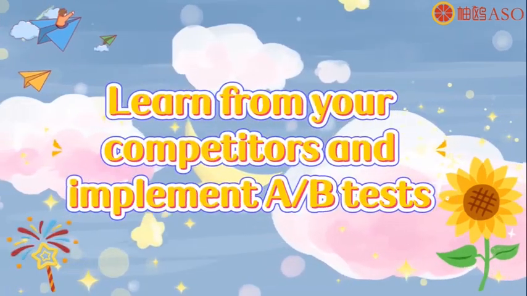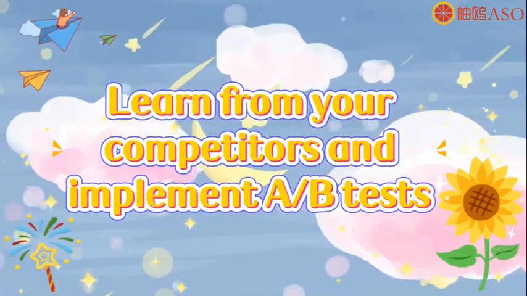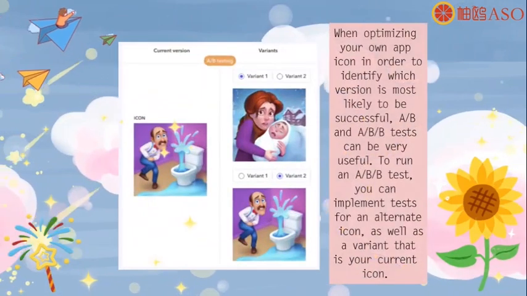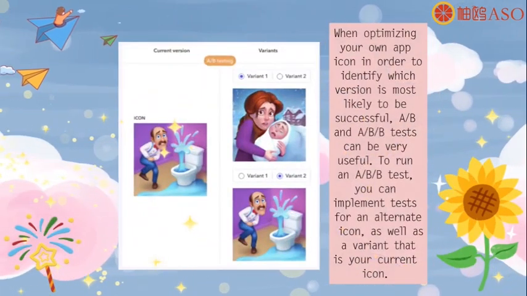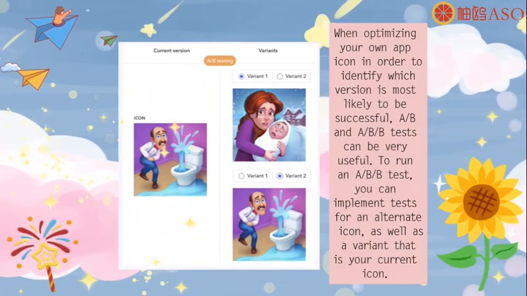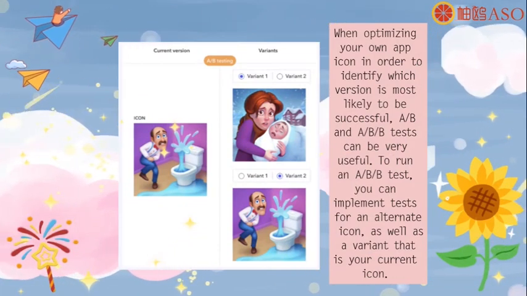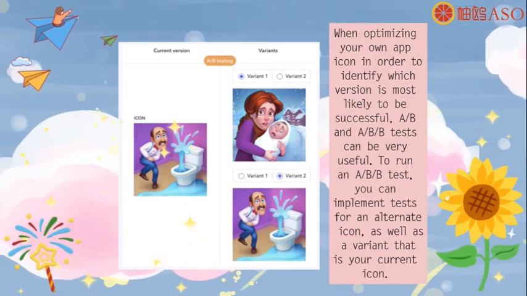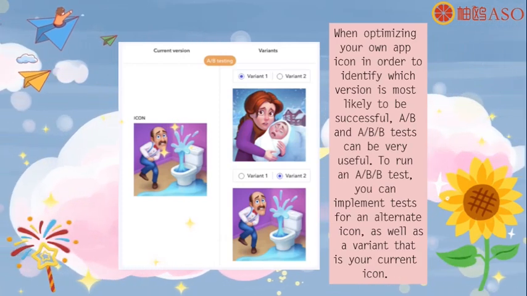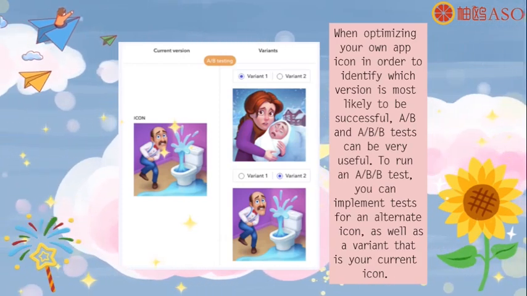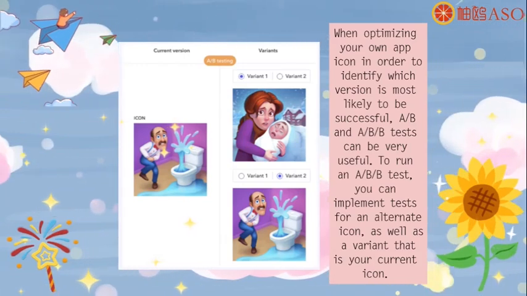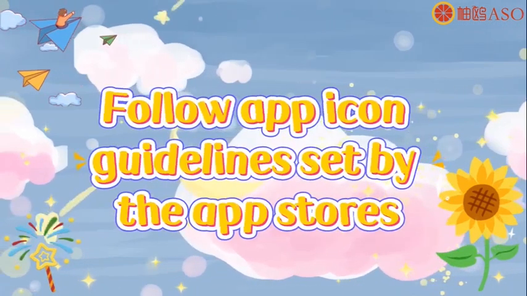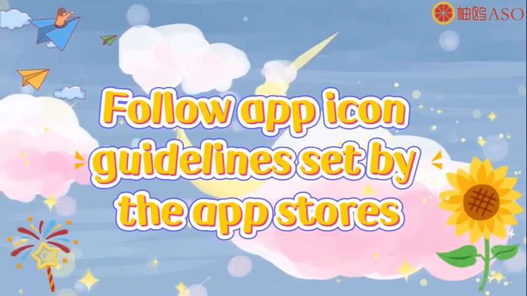Learn from your competitors and implement A/B tests when optimizing your own app icon in order to identify which version is most likely to be successful. A/B tests can be very useful. To run an A/B test, you can implement tests for an alternate icon as well as a variant that is your current icon.